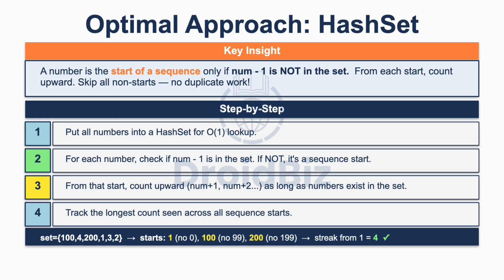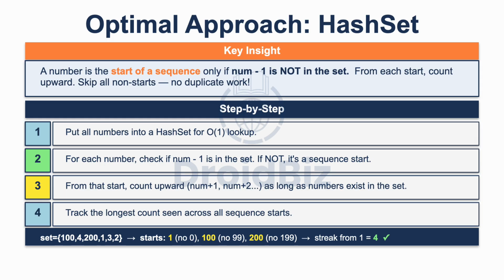Here are the 4 steps. Step 1. Put all numbers into a hash set. This gives us big O of 1 lookup time for any number. Step 2. Loop through each number. Check if number -1 is in the set. If it is not there, this number is a sequence start. Step 3. From that start, keep checking if number +1, number +2, and so on are in the set. Count how long the streak goes. Step 4. Track the longest streak found across all starts.